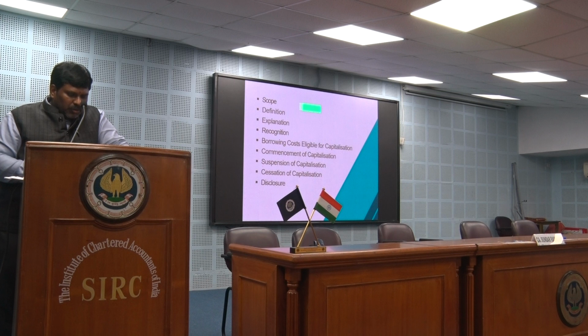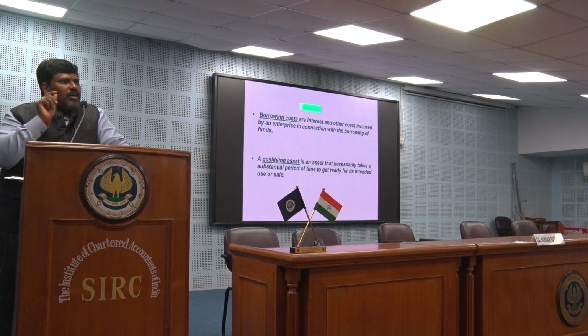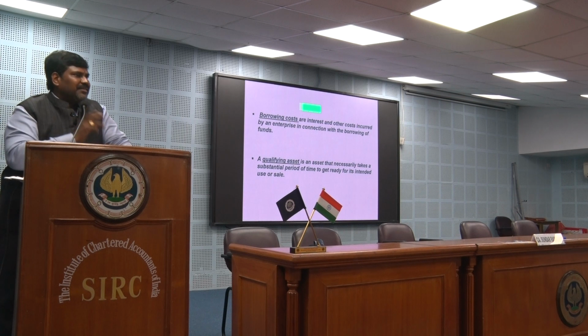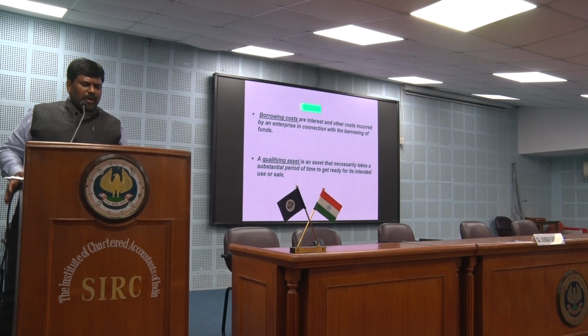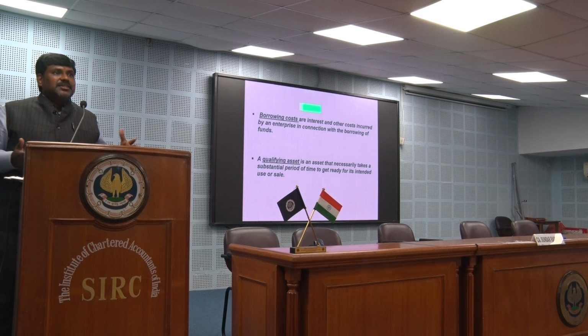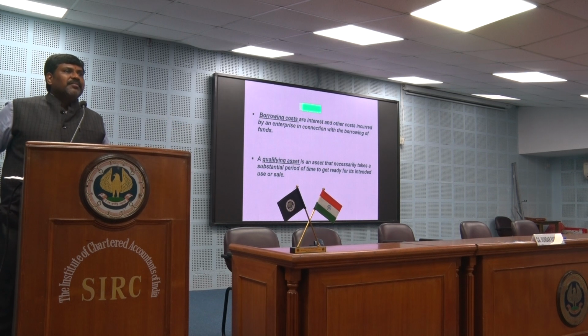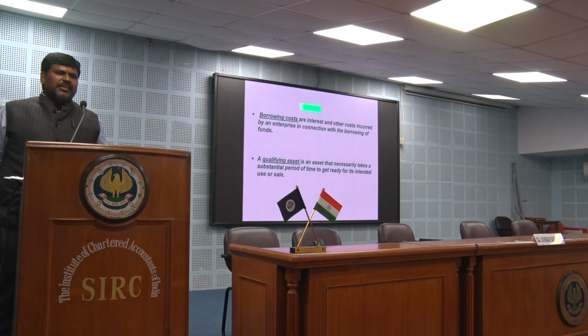There are two important criteria which are placed. One is the cost must be a borrowing cost. Second, an asset must be a qualifying asset. What are borrowing costs for this purpose? Borrowing cost includes a gamut of costs. Apart from your interest cost, it includes your commitment charges which you pay, incidental costs that you incur, for example, some 2% commission that you pay to somebody who gets you the borrowing, and all the other incidental costs which go with respect to the borrowing, pre-closure, other agreed charges, everything.